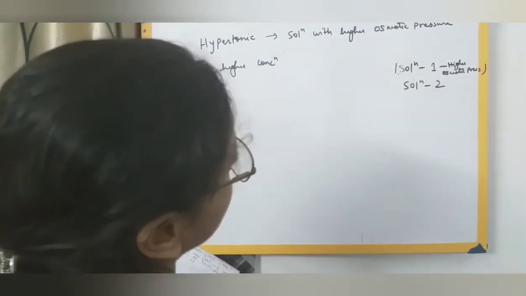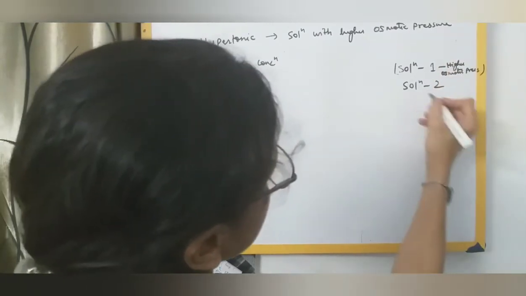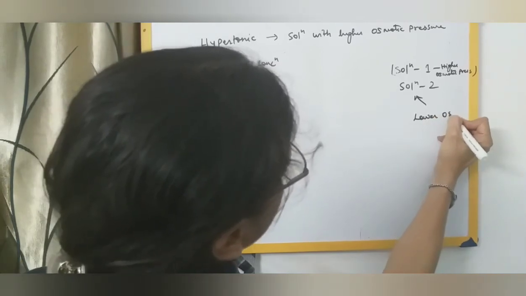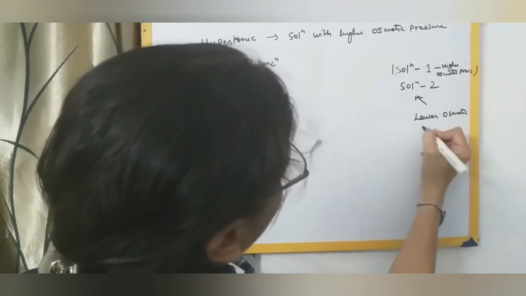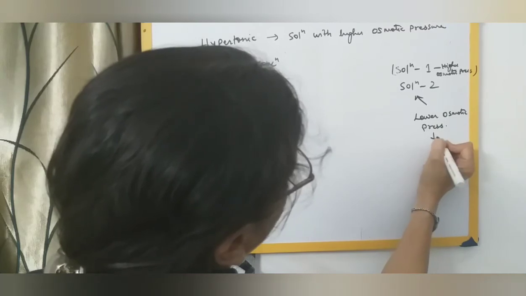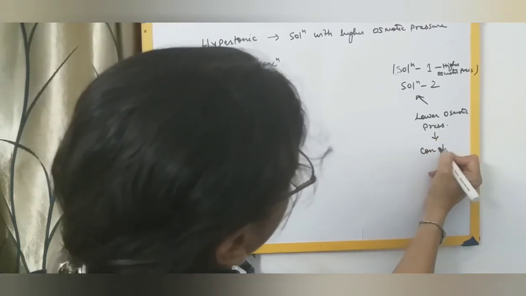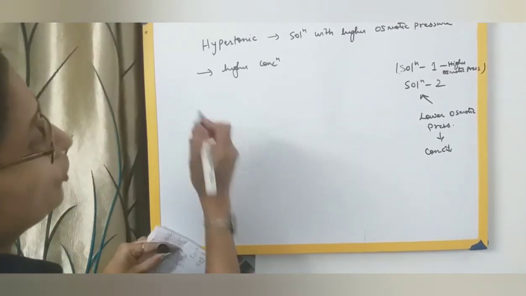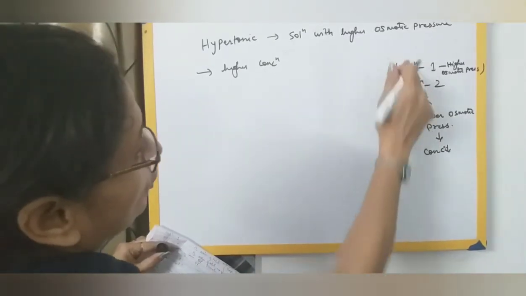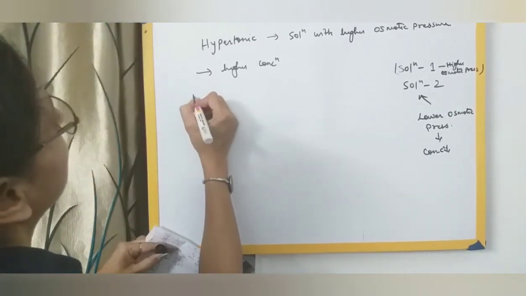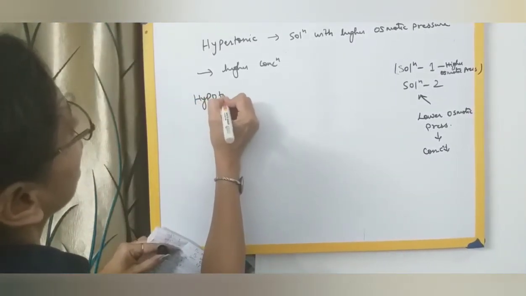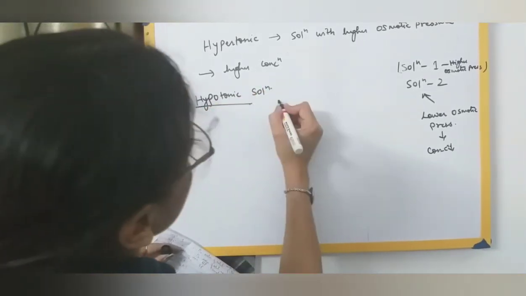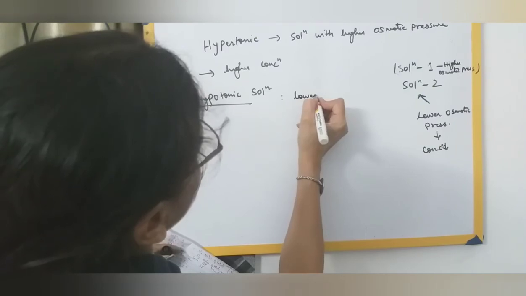Suppose two solutions are there. This one has the higher osmotic pressure. This one has the lower osmotic pressure. If it has the lower osmotic pressure, obviously the concentration will be less. This type of solution, which has the lower osmotic pressure as compared to solution 1, is called hypotonic. Hypotonic solution.